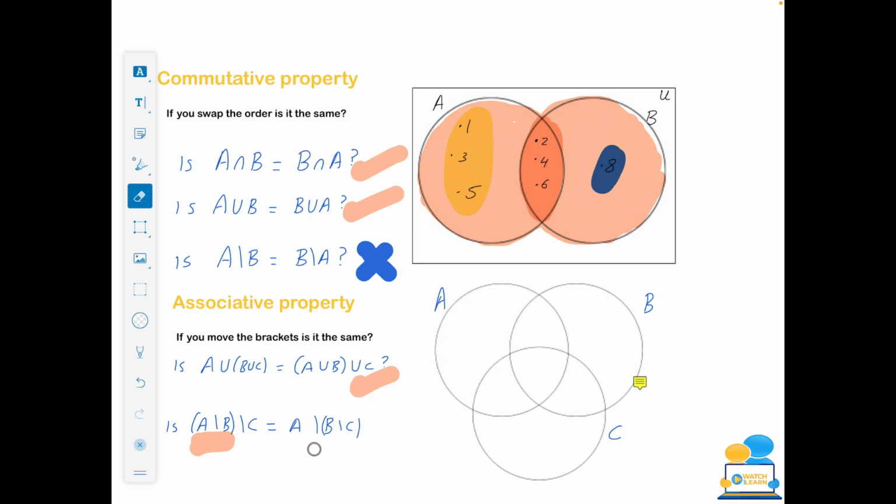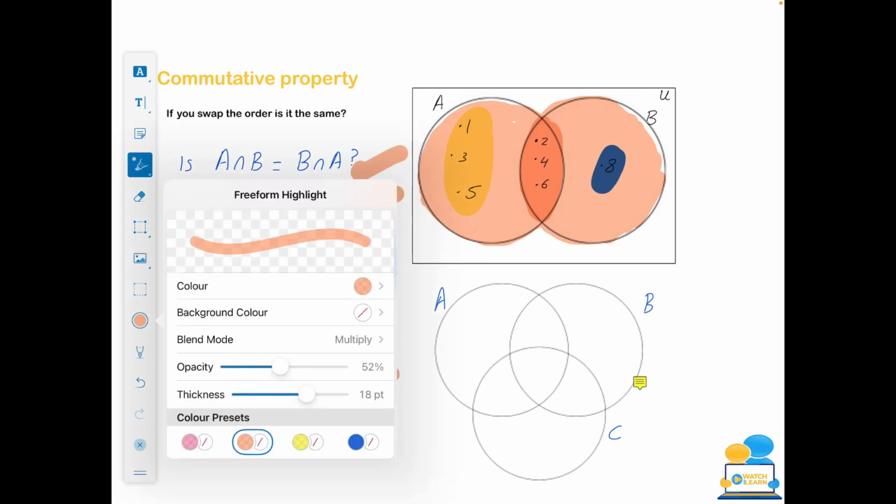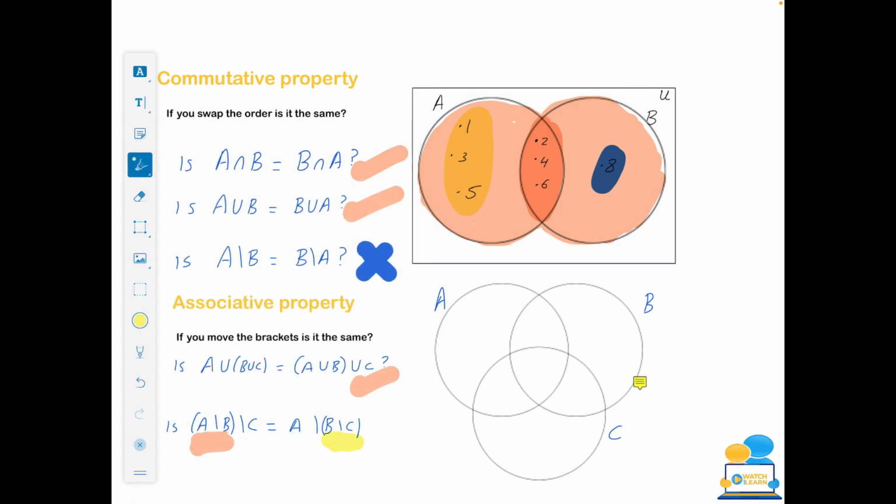Now, we'll try the right-hand side. So we'll try this bit over here. First we're going to do B without C. So what's in B that is not in C? That's all this section here. All of these things are in B, but they're not in C.